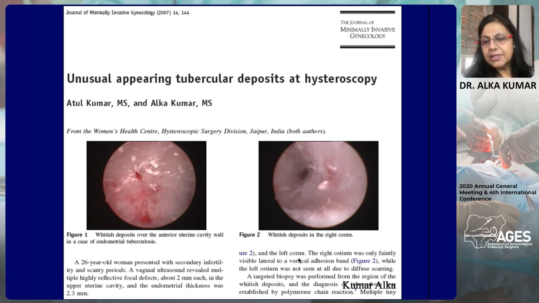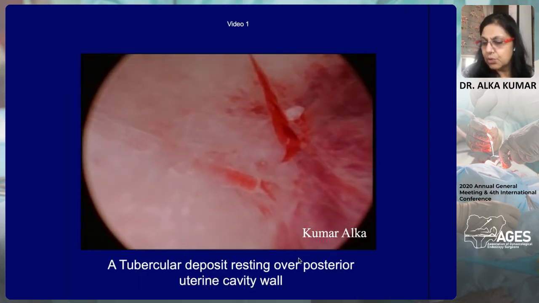So, unusual appearing tubercular deposits at hysteroscopy. What we found is that sometimes these deposits on a vaginal ultrasound are highly reflective focal defects, and these were almost 2 mm each. So it's very significant, even before you put in your hysteroscope, to have a good 2D 3D ultrasound done. Now we have very good ultrasounds available before you take up the patient for a hysteroscopic evaluation.